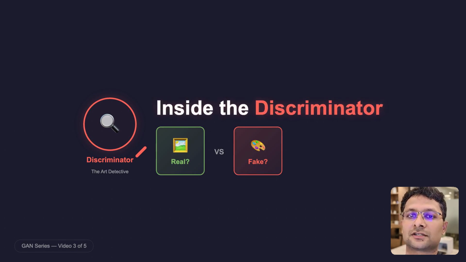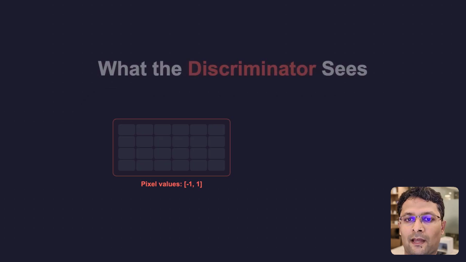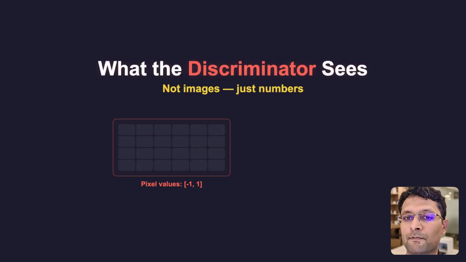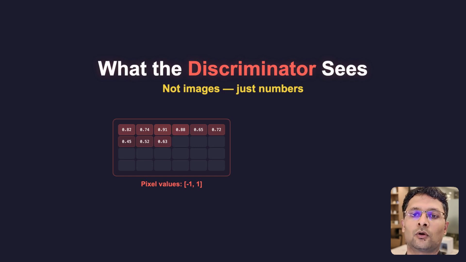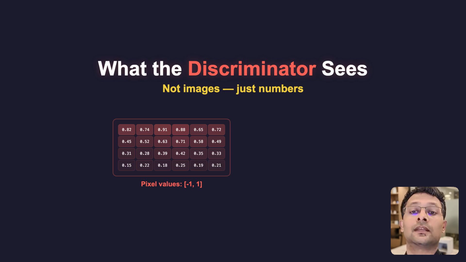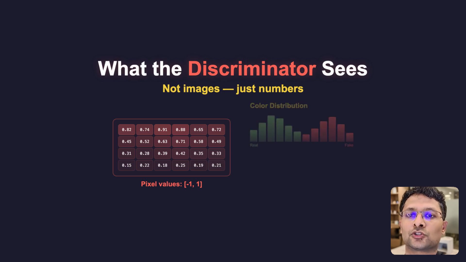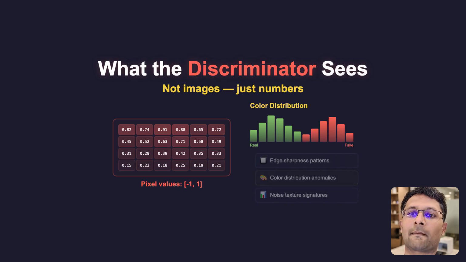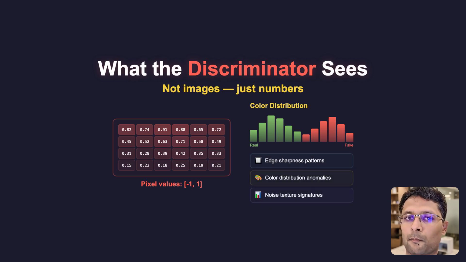When an image reaches the discriminator, it doesn't see a face or a landscape. It sees a grid of numbers, pixel values between -1 and 1. The discriminator's job is to look at these raw numbers and find patterns. Real images have a certain texture, certain statistical signatures that fakes often miss. Subtle noise patterns, color distributions, edge sharpness. The discriminator learns to spot these tells. It's like a detective noticing that the paint smells wrong.